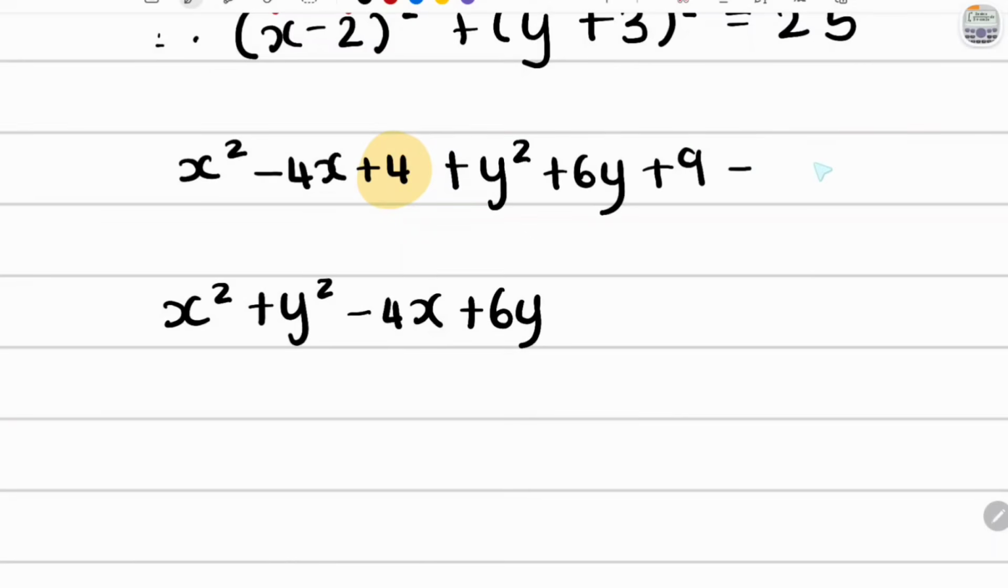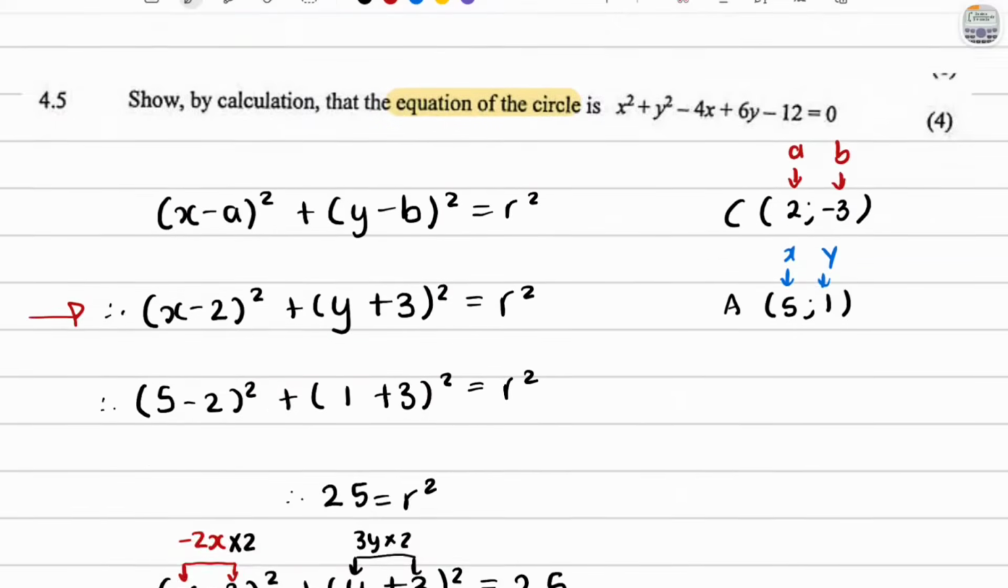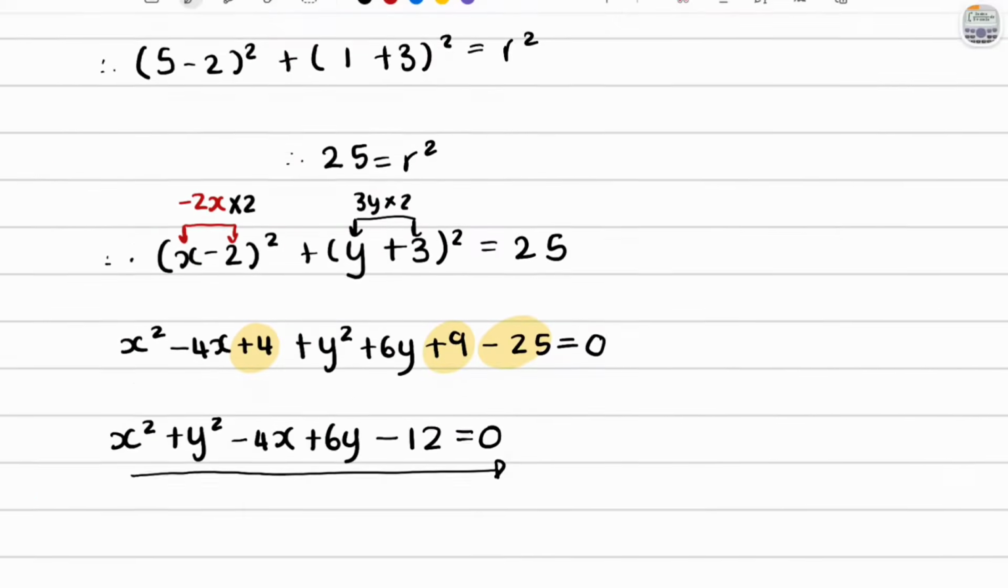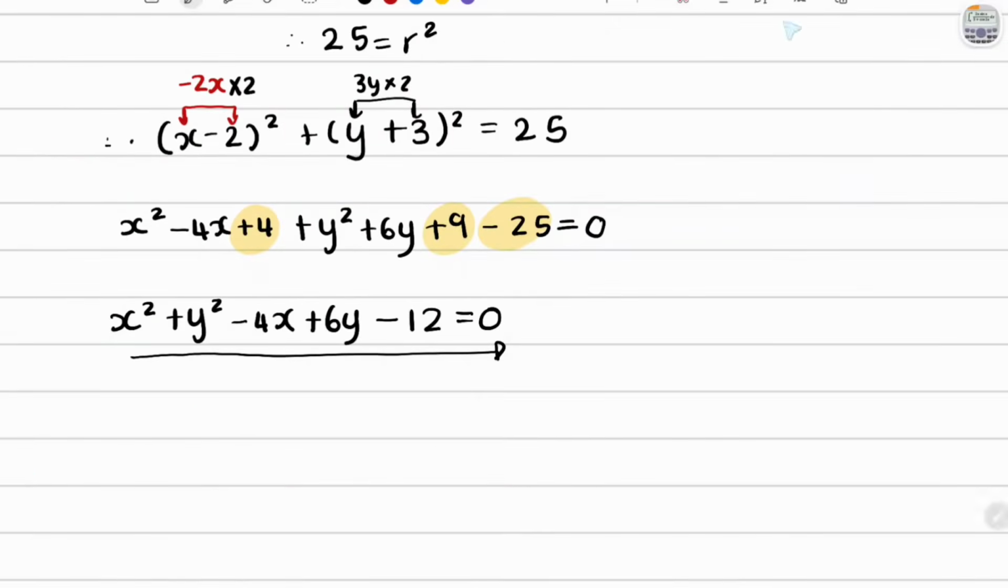So bring the 25 over, it becomes negative 25 is equal to 0. So positive 4 plus 9, and that gives you 13. Then minus 25, 13 minus 25 is negative 12, okay? Because 25 minus 13 is 12. So negative 12 is equal to 0. So that is it for 4.5, and then we move on to the last question in question 4.